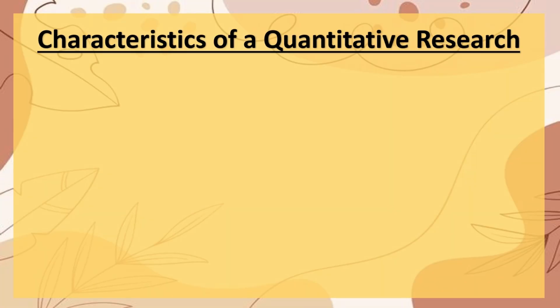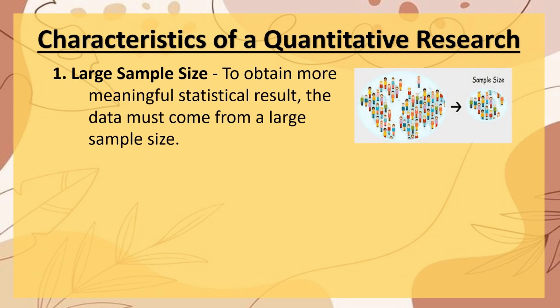Here are the characteristics of quantitative research. Number 1, large sample size, is to obtain more meaningful statistical results. The data must come from a large sample size. It is often used to ensure that the results are statistically significant and can be generalized to a larger population.